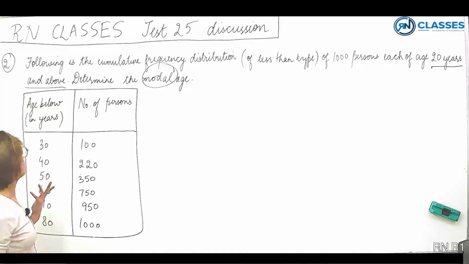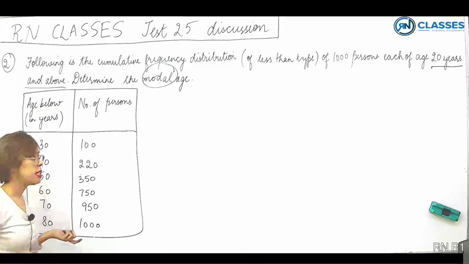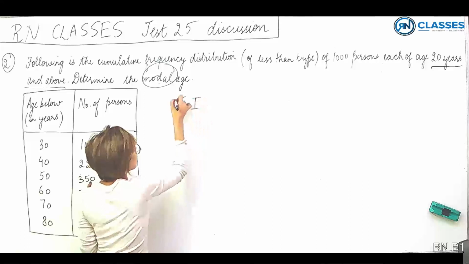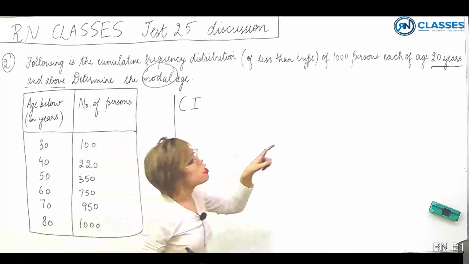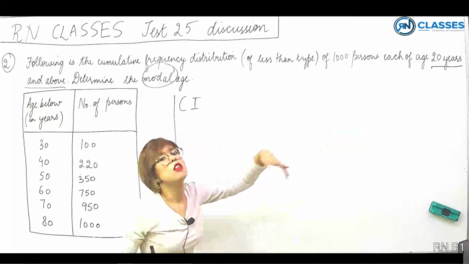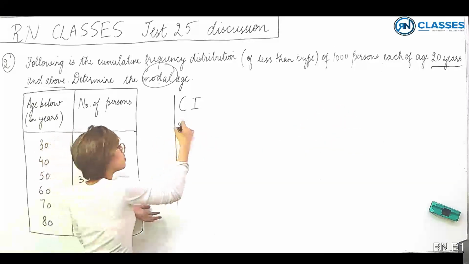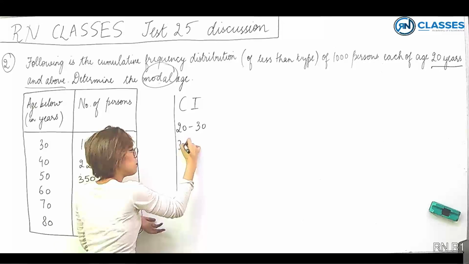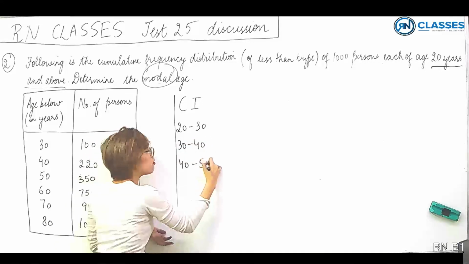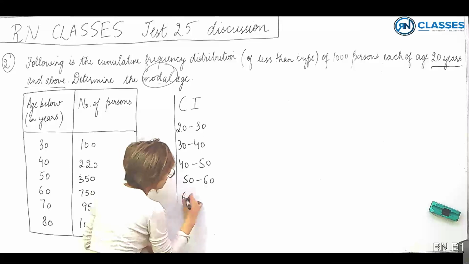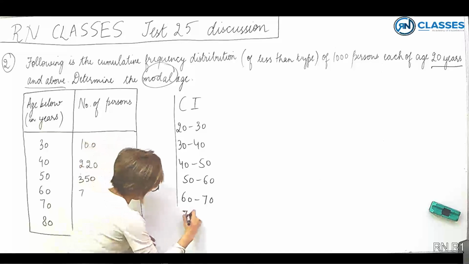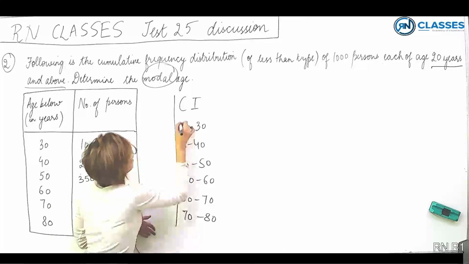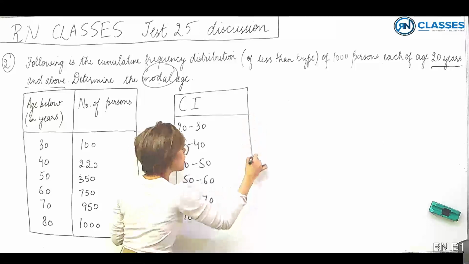So, to find the mode of the distribution, first the class intervals, right? So, let's try to write the class intervals first. Now, as you can see, I have 30, 40, 50, 60, 70, 80. Also, the age has to be 20 years and above. So, my class intervals will look something like 20 to 30, 30 to 40, 40 to 50, 50 to 60, 60 to 70. Sleeping people, wake up, right? 70 to 80.